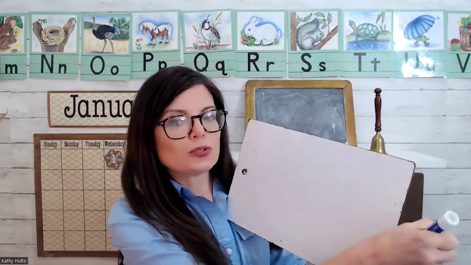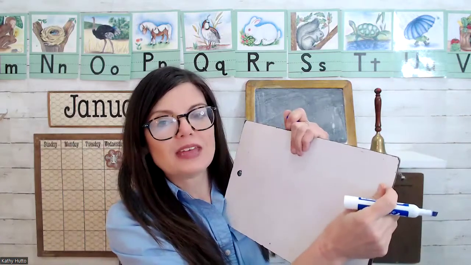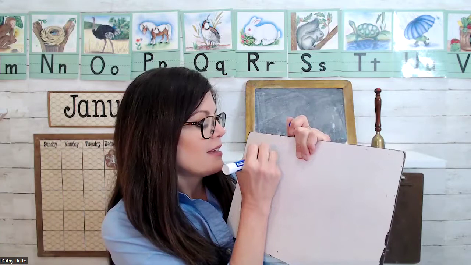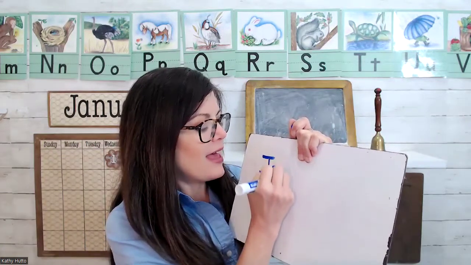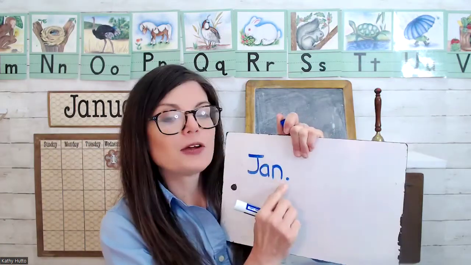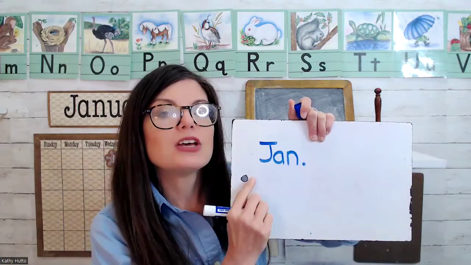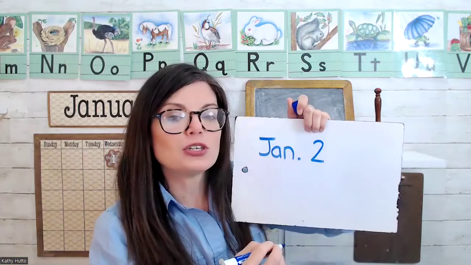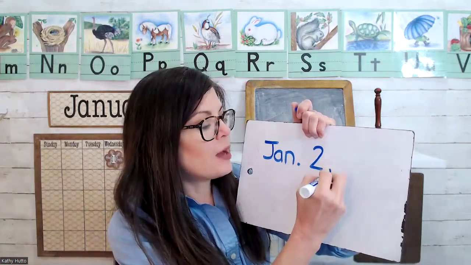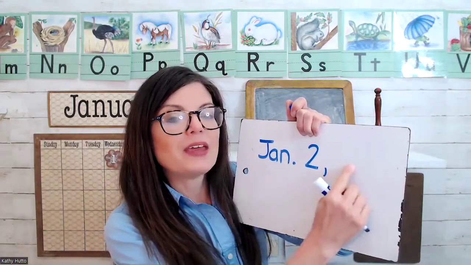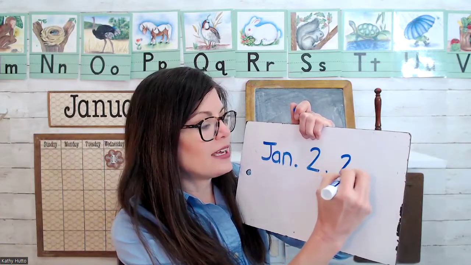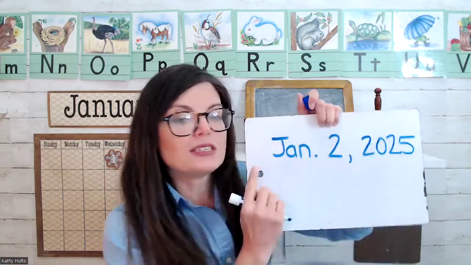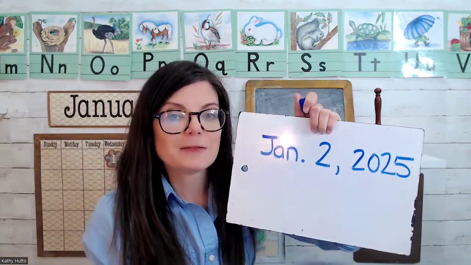But normally we don't do that. Normally we abbreviate this word. So we would write J-A-N and put a period. The period means something's been left out. January, and it's the 2nd, so we will write number 2. We'll put a comma after the day, and then we'll put the year, and the year is 2025. So this is one way to write the date.